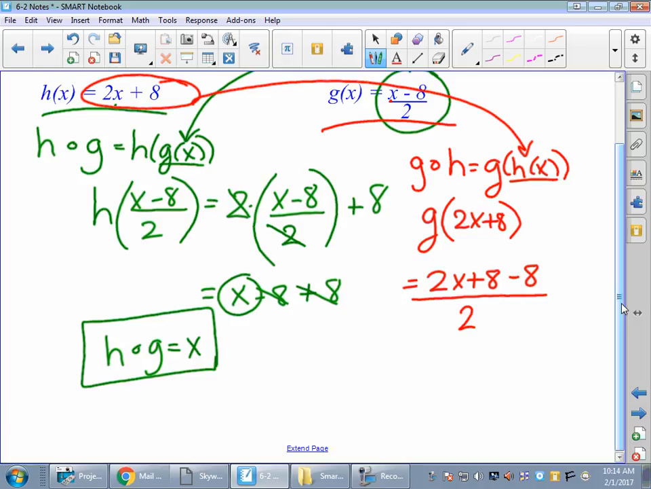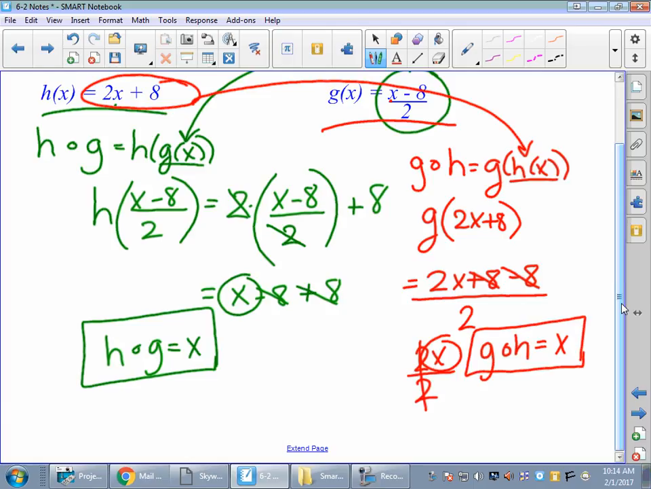When I simplify this, rules of simplification says I have to clean up the numerator. So I need to do the positive 8 and negative 8 first. That leaves me with 2x over 2. The 2's simplify to 1, and I'm left with an x. So G composition H also equals x.